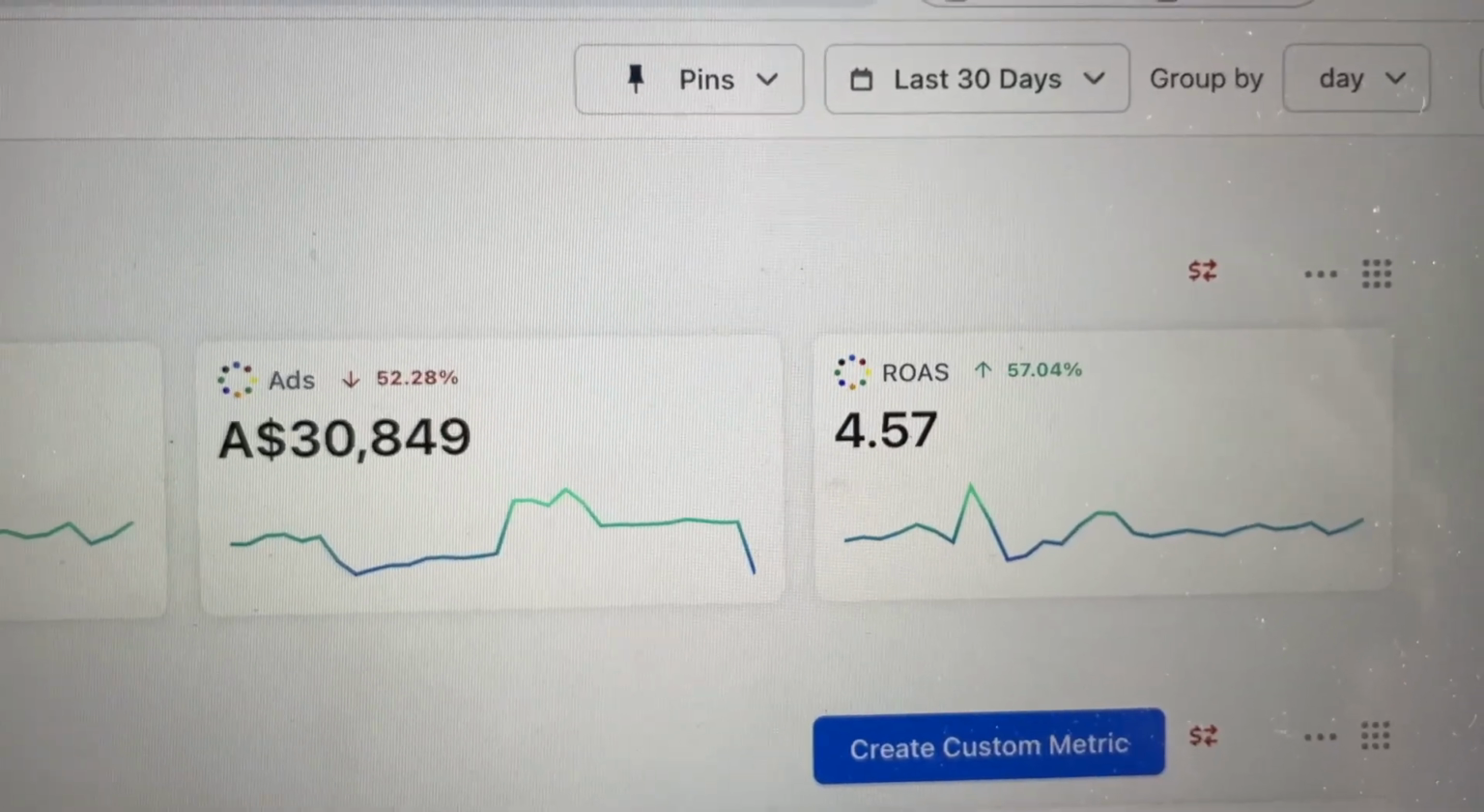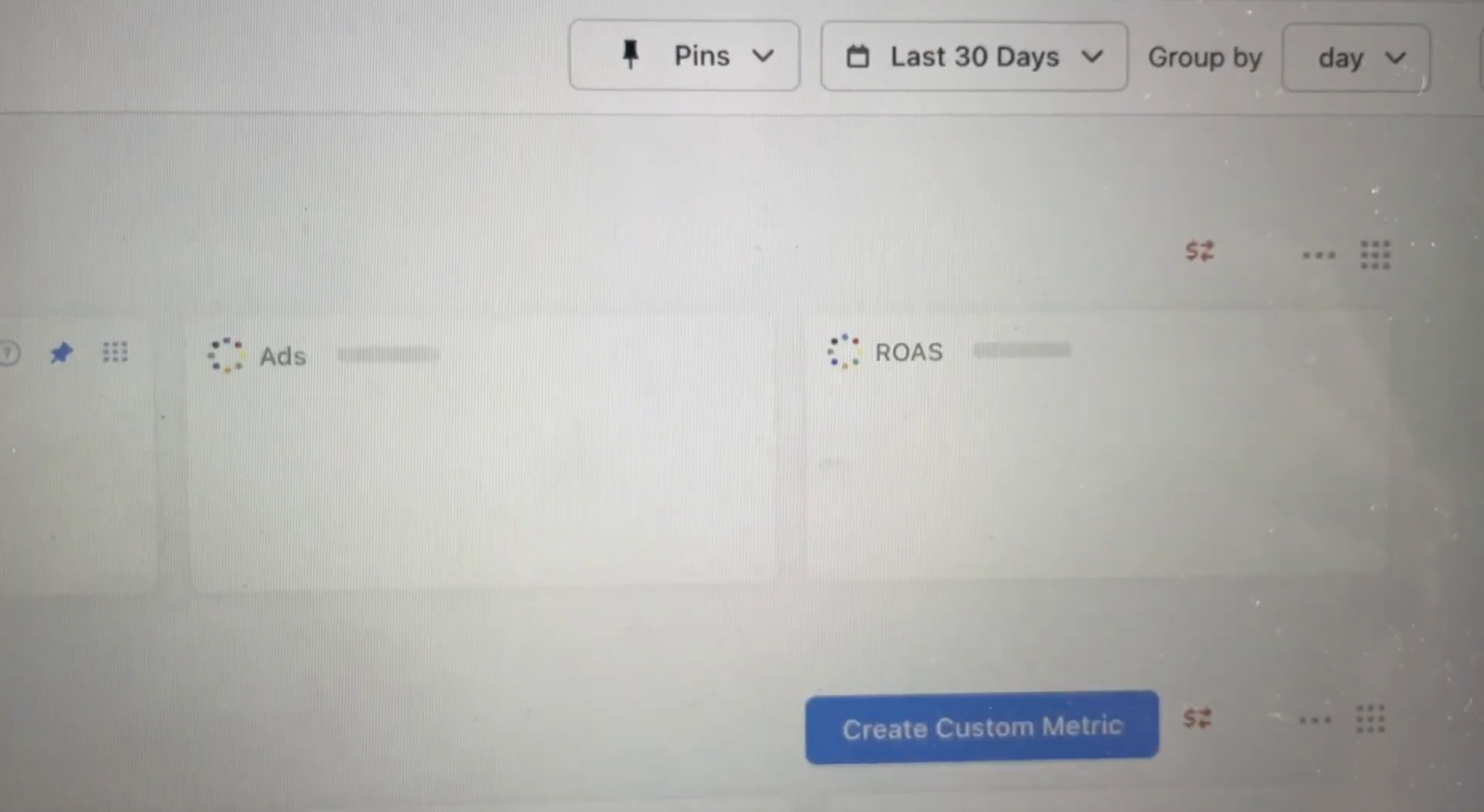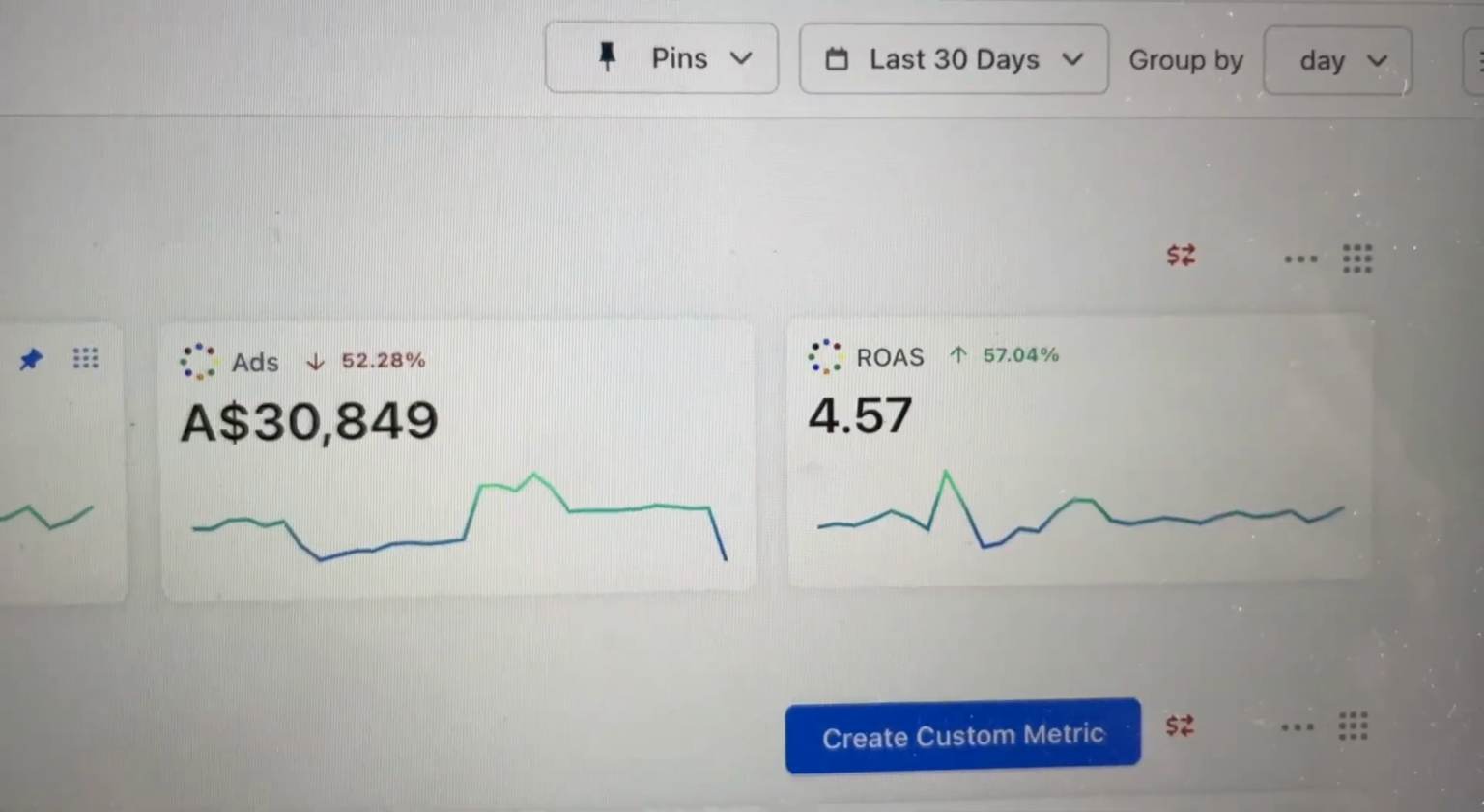And then just a quick proof for you guys, so you can see last 30 days, we spent just over 30K at a 4.57x ROAS. Just let this refresh. And there you can see it.